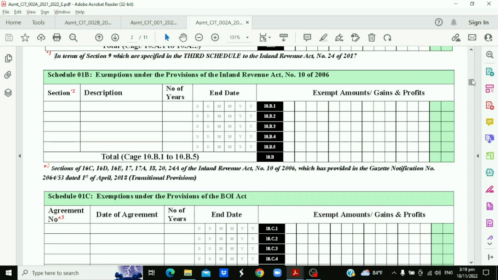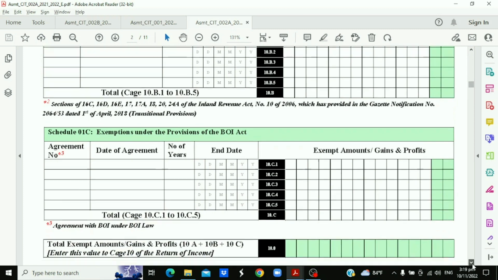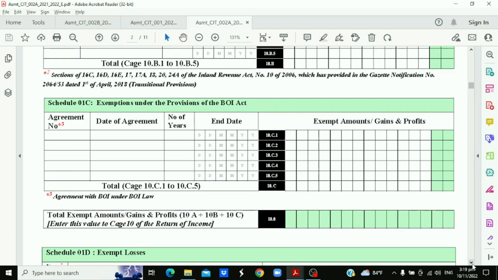Then 1C relates to BOI companies. Due to a BOI agreement, if any exemption is still valid, you have to complete this entry by mentioning the agreement name, the date of the agreement, the number of years they can claim the exemption, and the end date.